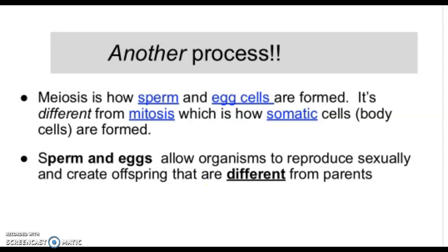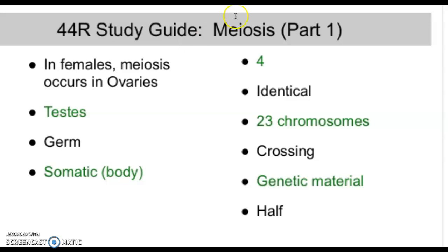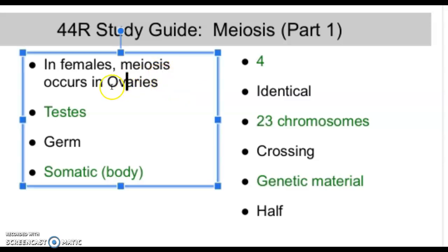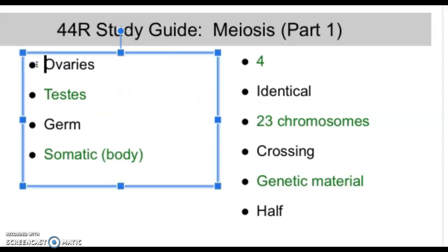Okay, so on your study guide, you have some blanks. It says meiosis in females occurs in the ovaries. So the first one is ovaries. In males, it occurs in the testes. Okay. Meiosis happens in reproductive cells, also known as germ cells. So another name for sperm and egg or sex cells is a germ cell. Okay, it always starts off as a germ cell.